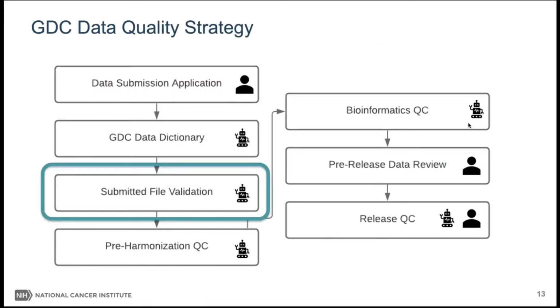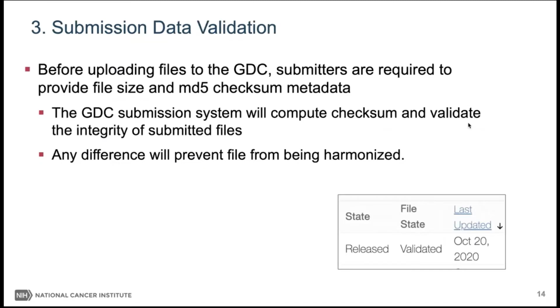So the next step is submitted file validation, and this is a completely automated step. This is another step where, if you have used the GDC submission portal and you have submitted files, you have been through this method. Before a user can upload a file to the GDC, the submitters are required to provide the file size in bytes and the MD5 checksum metadata.